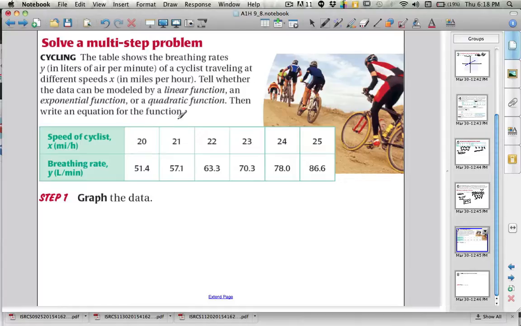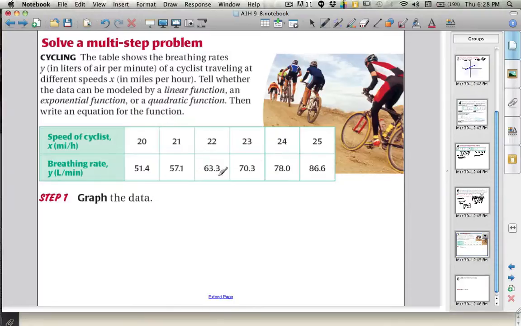Okay, looking at solving a multi-step problem, tell whether the data can be modeled by a linear function, an exponential function, or a quadratic function, then write an equation for the function. So if I want to solve this problem, one of the first things I would want to do would be to look at what type of a function this is.